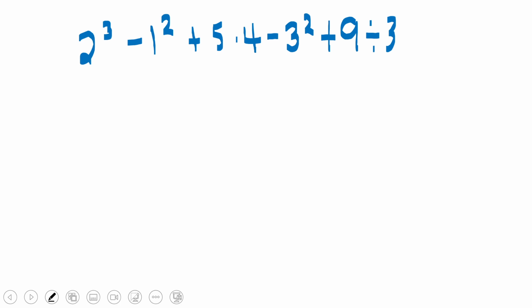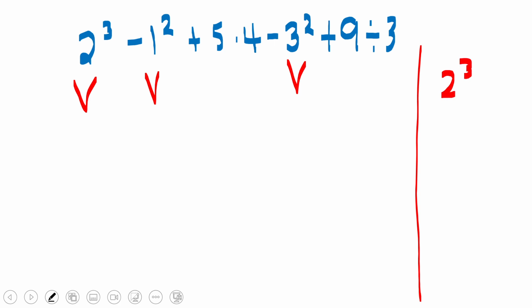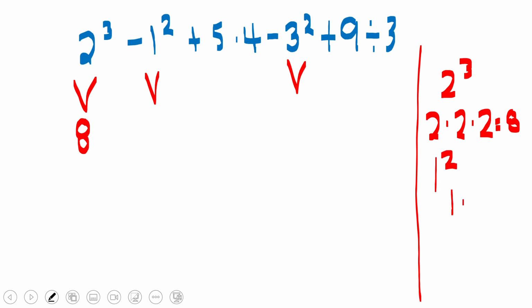Okay, let's go through. There are no groupings, but there are exponents. We're going to rename these exponents. 2 cubed is 2 times 2 times 2. That equals 8. 1 squared is 1 times 1. That equals 1. 3 squared is 3 times 3. That equals 9.